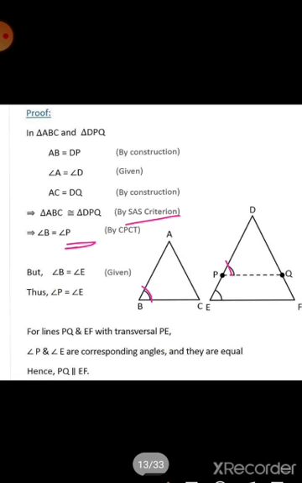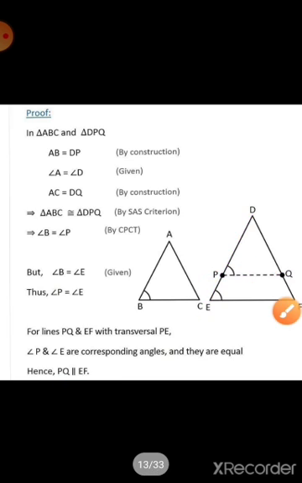But what is given in the question? Angle B is equal to angle E. So by combining these two, we can say that angle P is equal to angle E. These two angles are equal. So what can you say about the lines PQ and EF? Observe these two angles. They are the corresponding angles made by these two lines and the transversal DE, and the corresponding angles are equal. So these two lines are parallel to each other. PQ is parallel to EF.